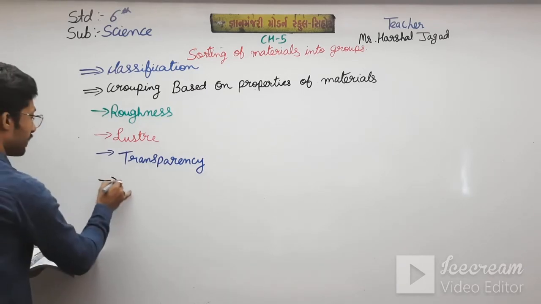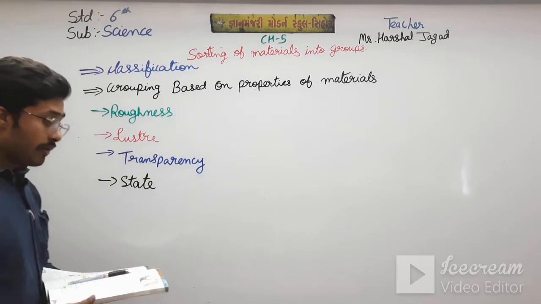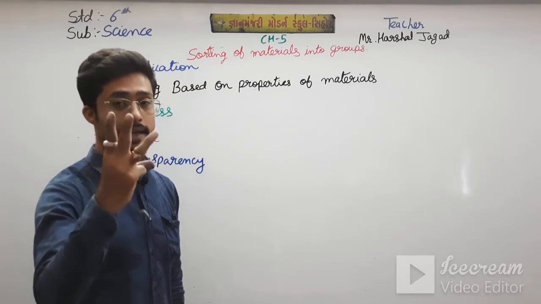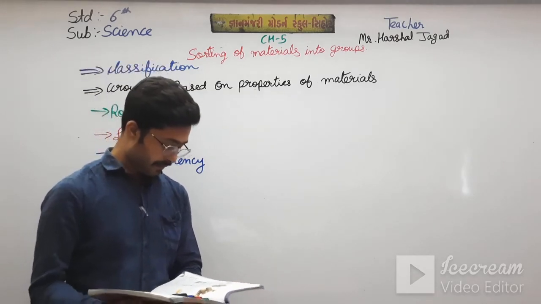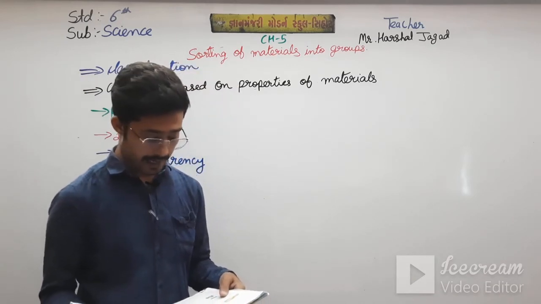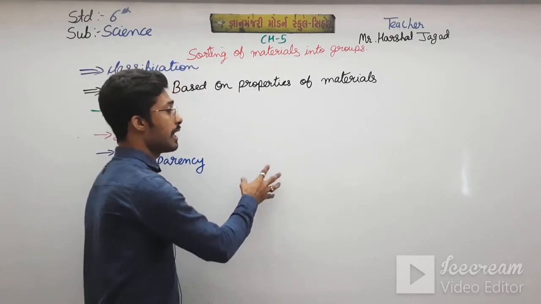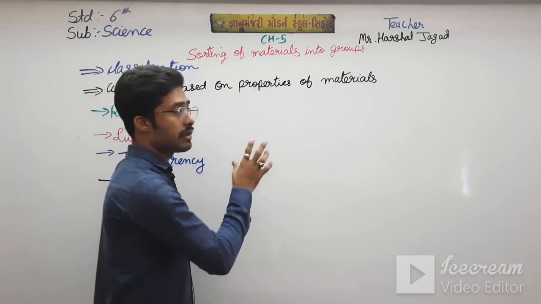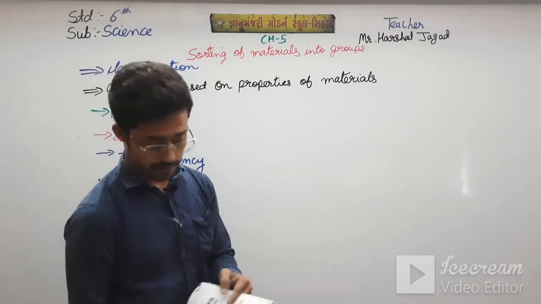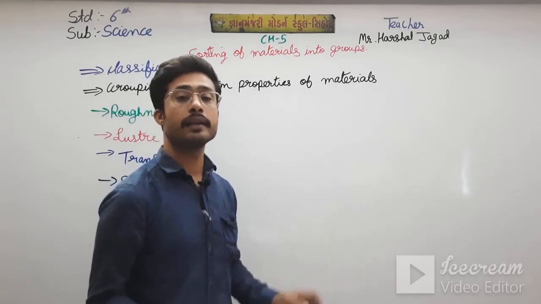Which states are there? We know that there are three states: solid, liquid and gas. Okay, students, let us see one by one. All substances can be grouped on the basis of three main physical states: solid, liquid and gases. So first of all, solids. Solids are things we can feel or touch. They have a definite shape and volume.